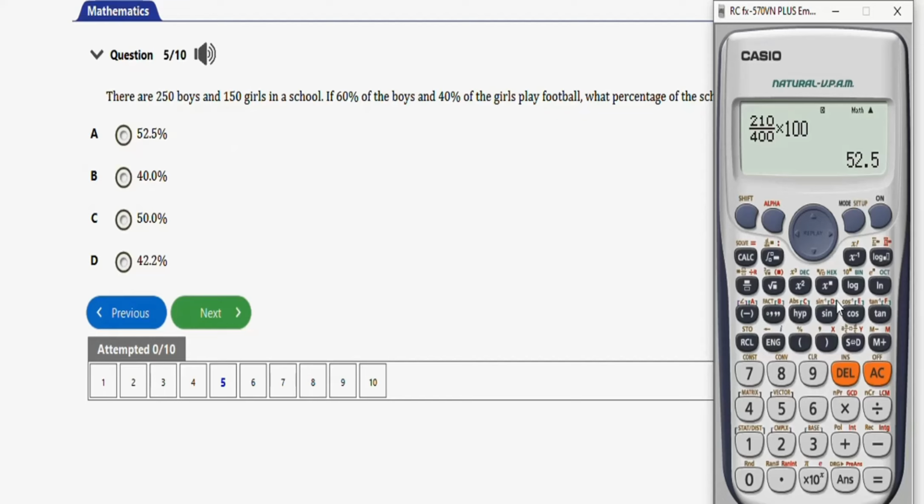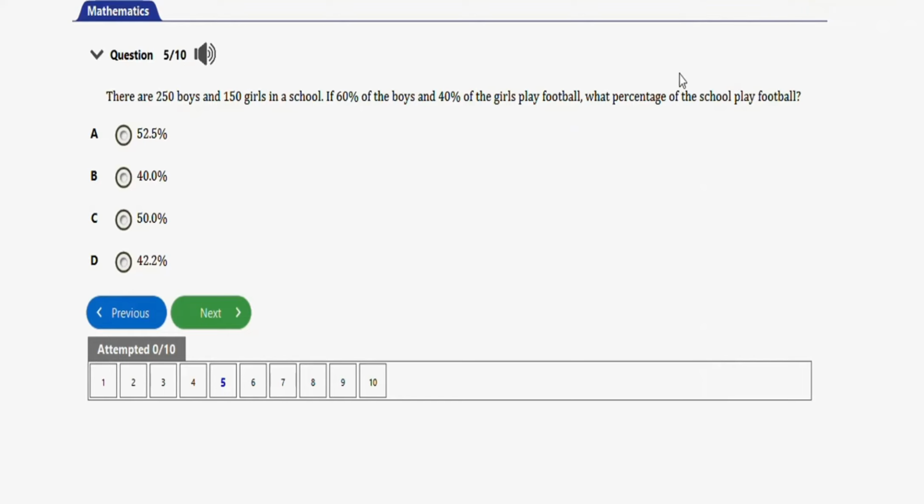So that's it for this question. It's as simple as this. Let's solve the next question now. So what percentage of the school play football? That's 52.5%. The next question says a baker used 40% of a 50 kg bag of flour. If half of the amount used was for the cake, how many kilograms of the flour was used for the cake? This is simple. Let's make a calculator and solve this.